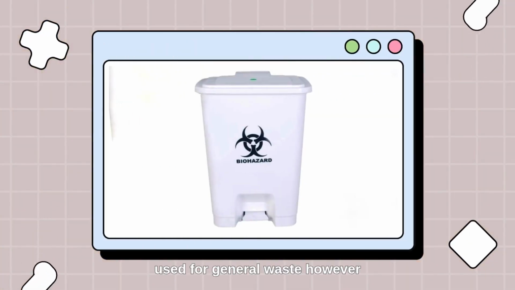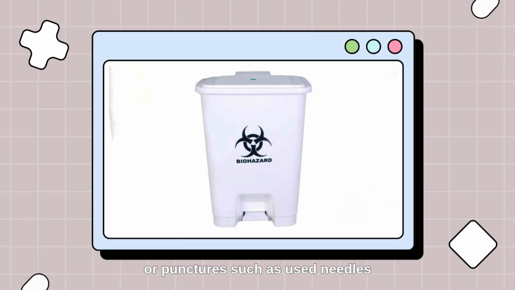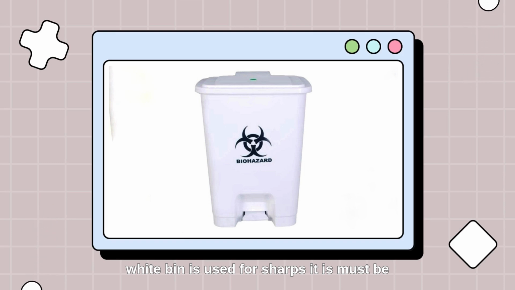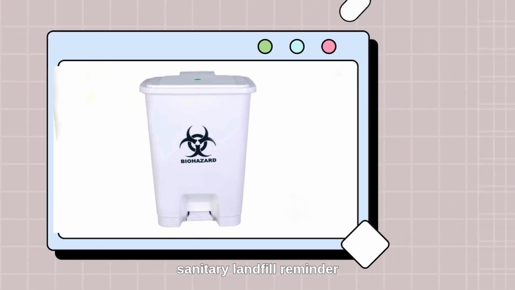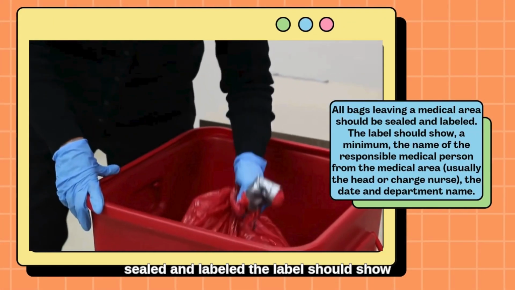White. Used for general waste. However, in some cases, it may be used for sharps, which are items that can cause cuts or punctures, such as used needles, scalpels, or blades. If a white bin is used for sharps, it must be lined with puncture-proof bags and sent to a sanitary landfill. Reminder: all bags leaving a medical area should be sealed and labeled.